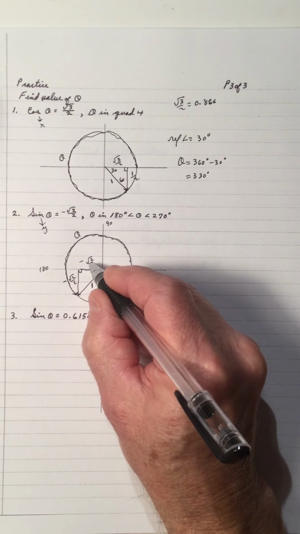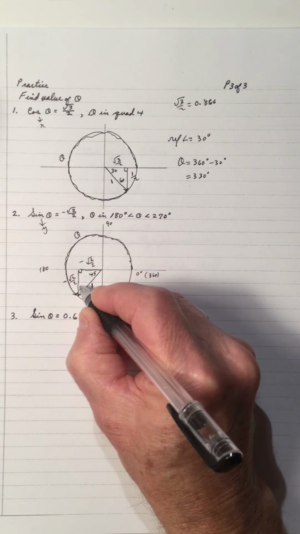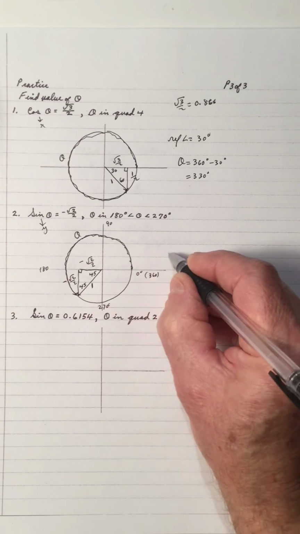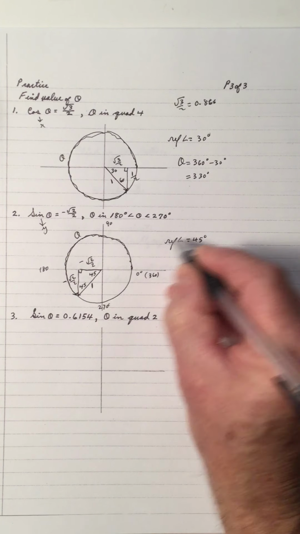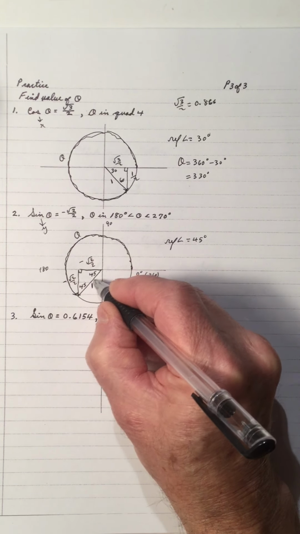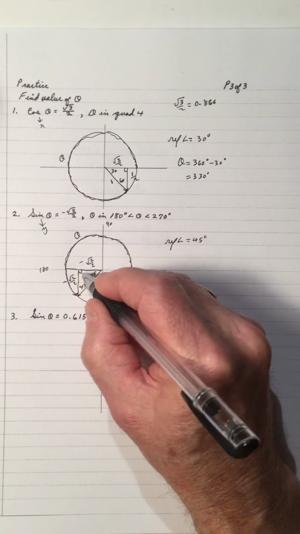And so root 2 over 2, root 2 over 2, this is a 45-degree angle. This angle is also 45, so the reference angle is 45 degrees. Because the reference angle is between the terminal arm and the x-axis. So I can extend that over there, but it doesn't make any difference.